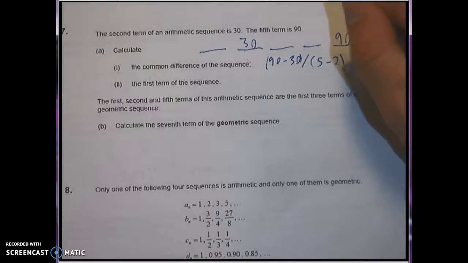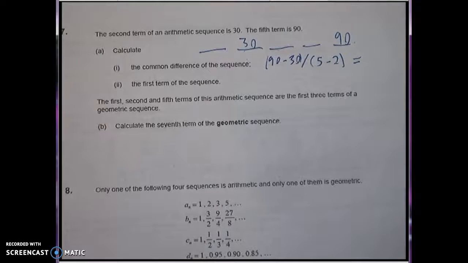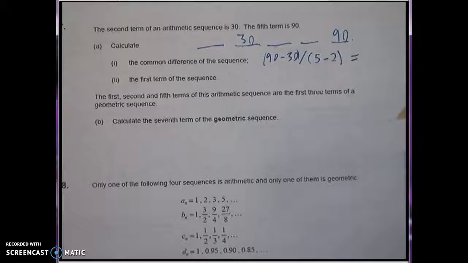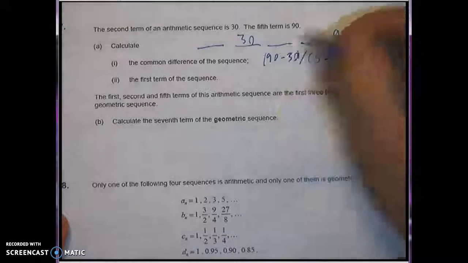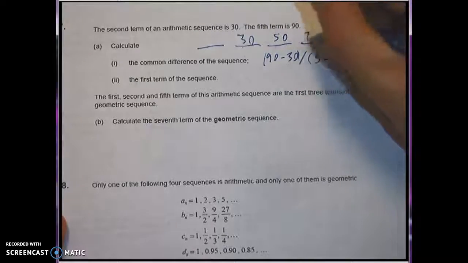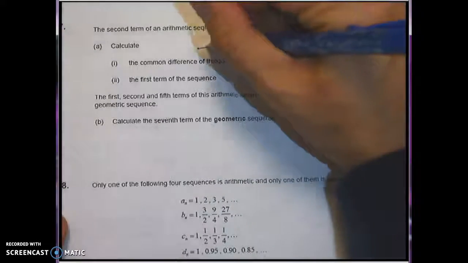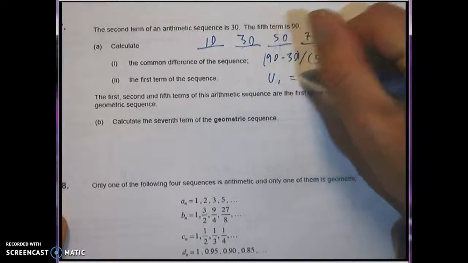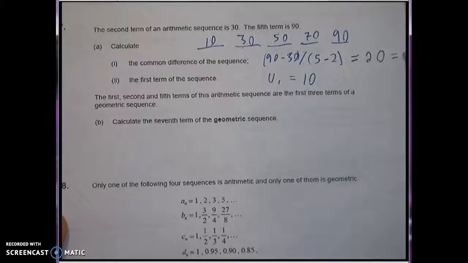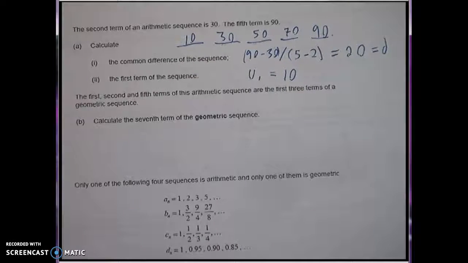So the fifth term minus the second term. So I'm doing 60 divided by 3. The common difference is just 20 here. And that makes sense because if I filled this in, then I do 50, 70, 90. The first term then is just 10. U sub 1 equals 10. And the common difference is 20.